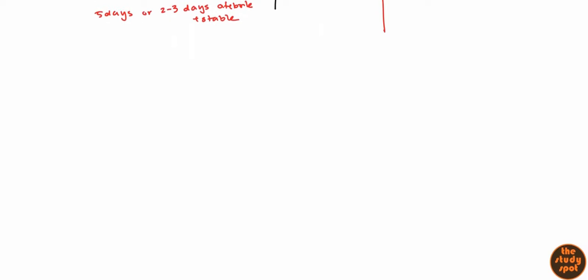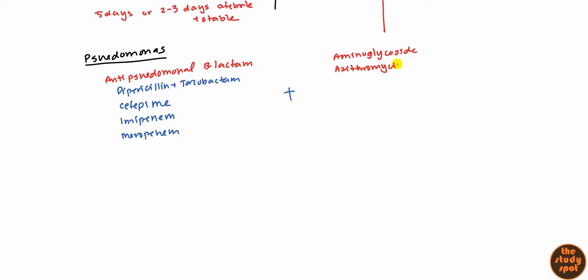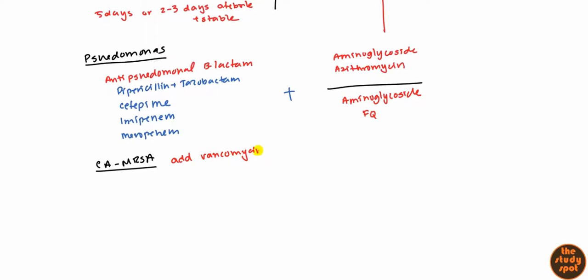Now, there are some bacteria which require more specific therapies. So Pseudomonas. In Pseudomonas, you want to use an anti-pseudomonal beta-lactam, and these would be your piperacillin plus tazobactam, cefepime, imipenem, and meropenem. And you also want to add on top of that either an aminoglycoside with an azithromycin, or you can use an aminoglycoside with a fluoroquinolone. So that's your targets for Pseudomonas. Now, if you have community-acquired MRSA, then just add vancomycin or linezolid to your treatment strategy. So that's how you deal with MRSA.